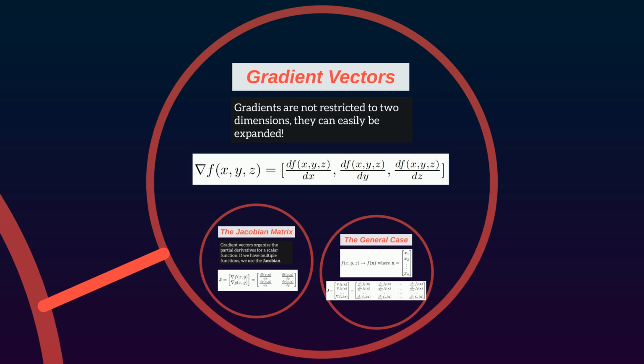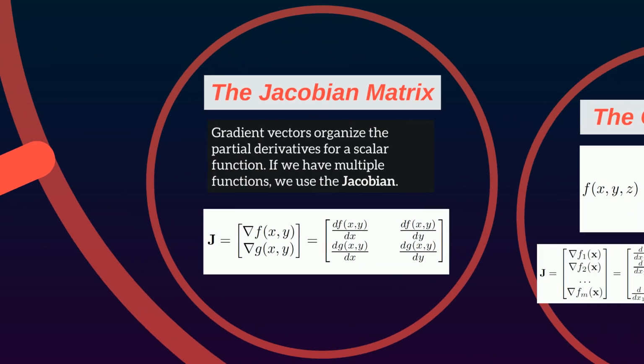So the gradient now of f of x, y, and z is going to be the partial with respect to x, the partial with respect to y, and the partial with respect to z. But this course is, of course, focused on machine learning, and in machine learning, we rarely stop at 3 dimensions, and we rarely have just one equation. So these gradient vectors can be organized, the partials for a scalar function, and if we have multiple functions, we're going to use the Jacobians. So this is going to be a vector of gradients now.